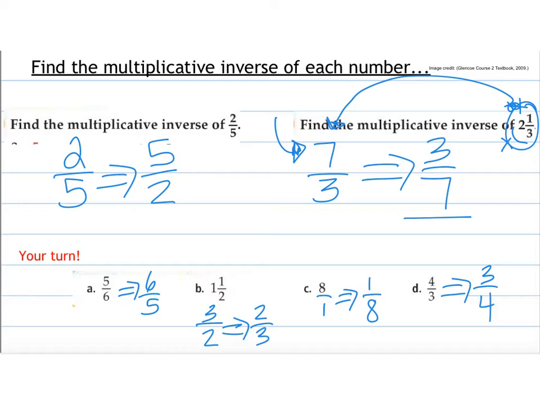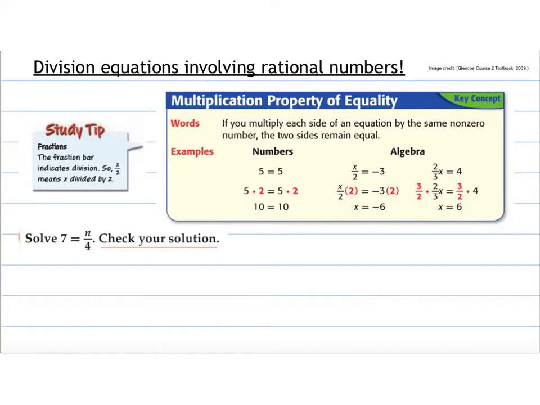Very important to know the multiplicative inverse because that's what we're going to be using to figure out our division equations. All right, so division equations involving rational numbers. The multiplication property of equality goes along with the rest of them. If we multiply each side of an equation by the same non-zero number, the two sides remain equal. So if we look here, I have 5 equals 5, multiply them both by 2, and we have the same. X over 2 equals -3. I'm going to multiply them both by 2 because x is being divided by 2. So the opposite is multiplied by 2, and I get my answer.